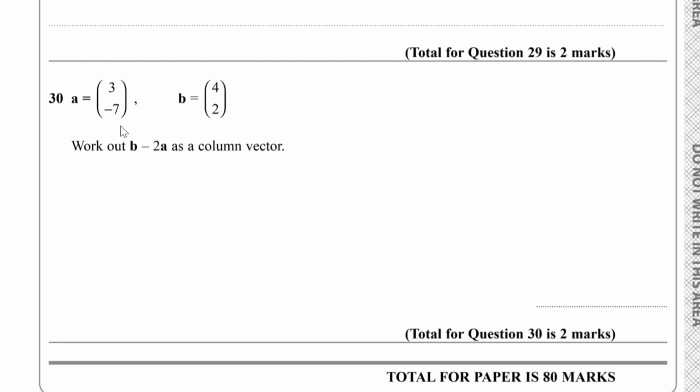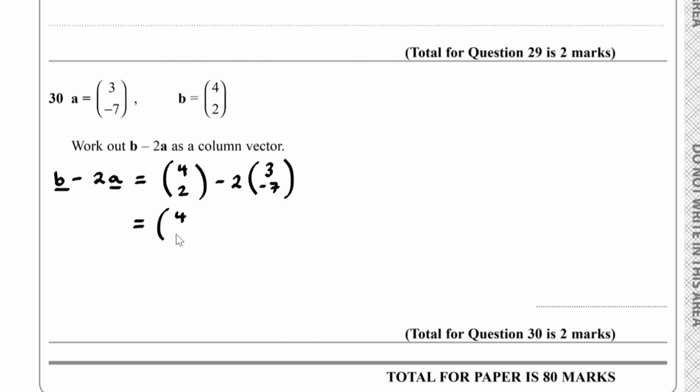Question number 30, we've got the vector A, (3, -7), the vector B, (4, 2). We have to work out B minus 2A. So the vector B minus 2A, we have the vector B, (4, 2), subtract 2 multiplied by the vector A, (3, -7). So if I work this out, I've got (4, 2), subtract (6, -14).